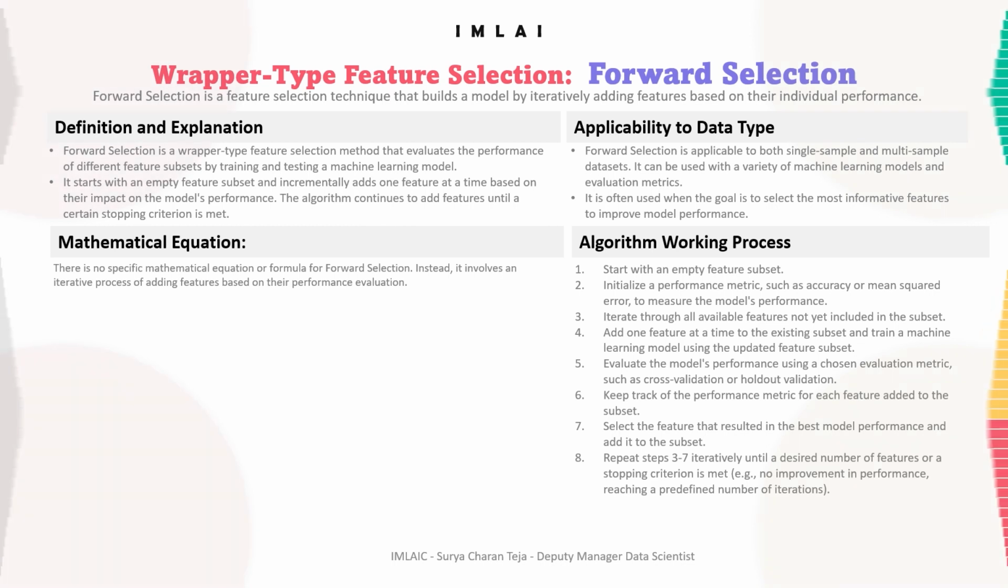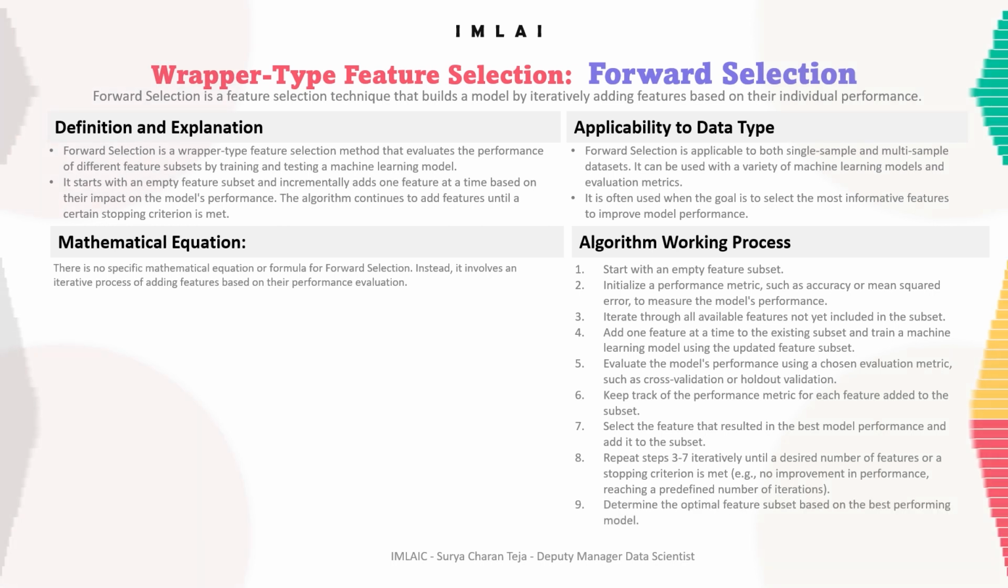The final step is to determine the optimal feature subset based on the best performing model. That's step 9, the last step. It's time to determine the optimal feature subset based on the best performing model. So now let's look into the applications of it.